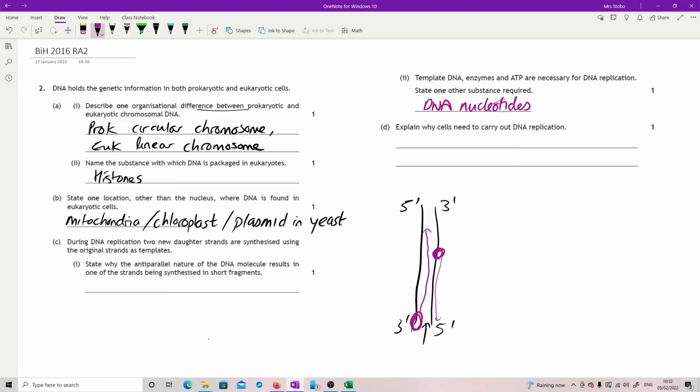I've just written something down in my notes that I realised I've not put here. The other substance required for DNA replication, just as a reminder, in here I've said the DNA polymerase latches on, but it can only latch on if you have primers available for it. So you do need primers as well. I expect DNA nucleotides was your answer, but primers perfectly fine. Well, that's question 2.